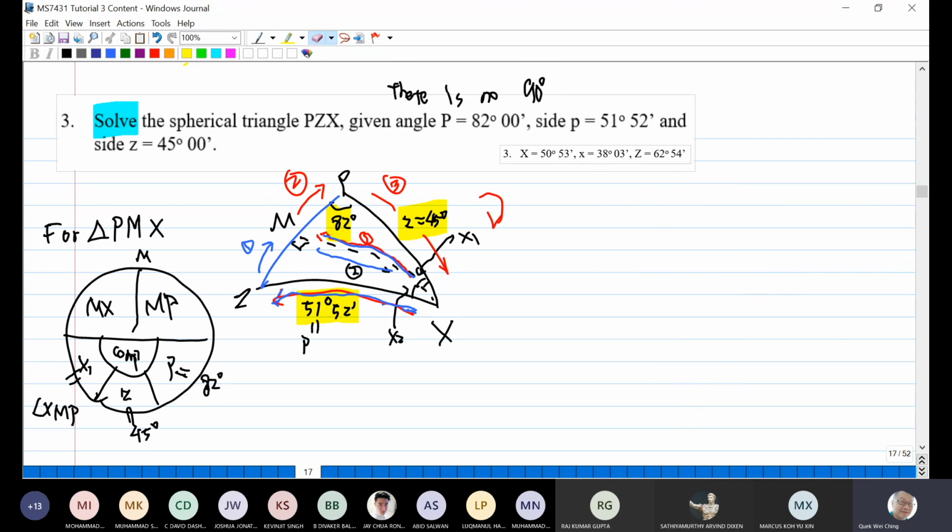So the information I need to find, first thing, is to find out what MX is first. I use orange color for my middle part, then I use green color for the opposite part. So a way you can use to find MX first, MX is the one you can find now, is to use Napier's rules. Let me show how to do it.